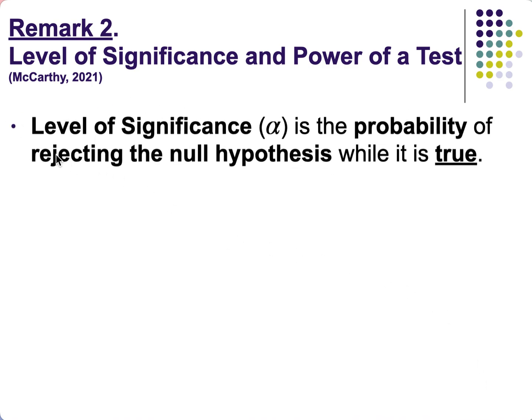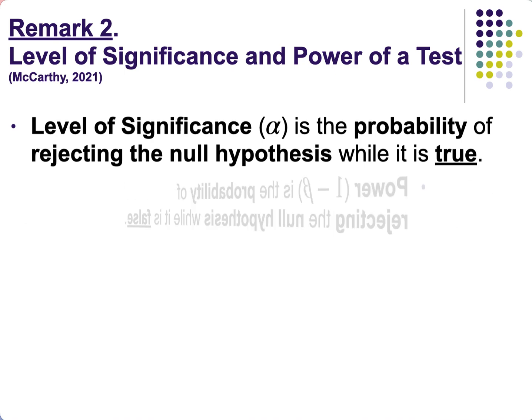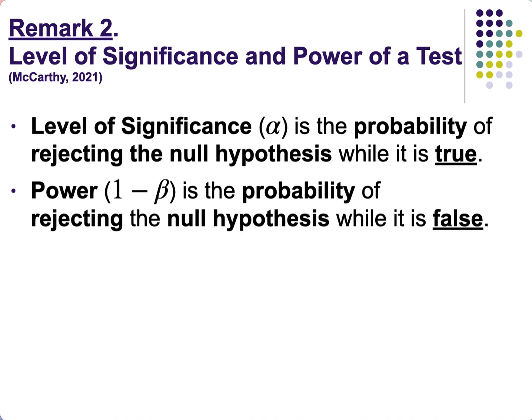Let me explain. The level of significance, or alpha, is the probability of rejecting a null hypothesis while it is true, also known again as your type 1 error. Power of the test is the probability of rejecting the null hypothesis while it is false. So the power of the test is the correct decision.